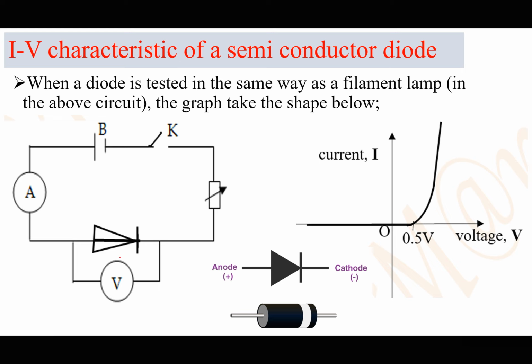So using the same circuit where there was a filament lamp, I just replace the filament lamp with a diode. I think this is the positive end of the diode and this is the negative end. If I record the values of V for a diode and several values of I for a diode and plot a graph, we notice that a diode starts conducting at around 0.5 volts. And a diode is said to be forward biased.